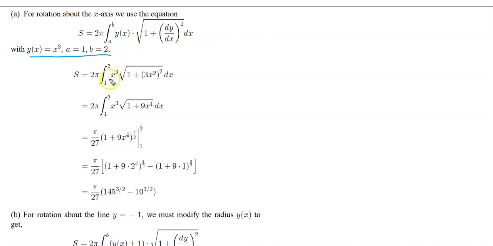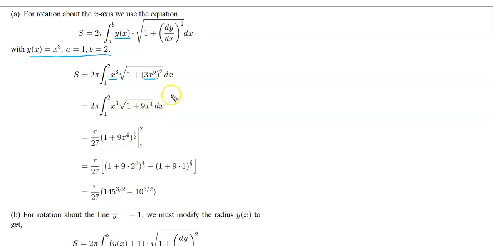So right here we plugged x cubed in for y, and right here is our derivative 3x squared. That's the dy dx term. And just simplifying this a little bit, 3x squared squared is going to be 9x to the 4th. And so this is what we need to evaluate to get our surface area.